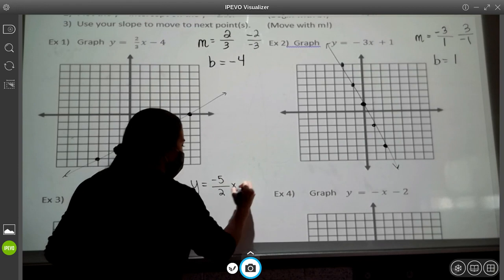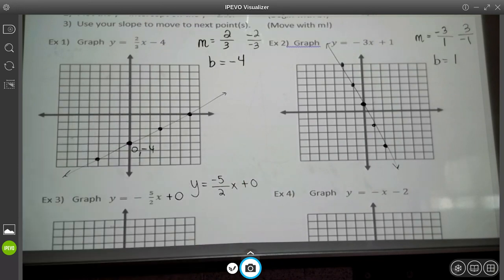All right, you guys graph this one now and let's see what you get. You're doing a great job.